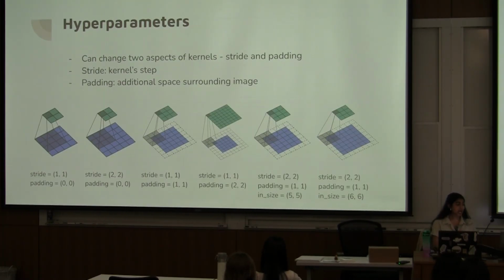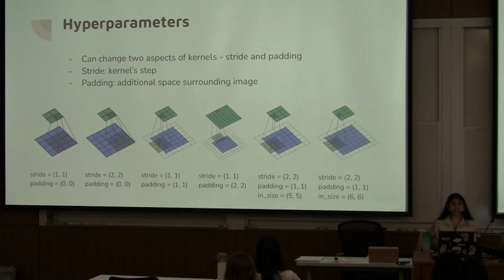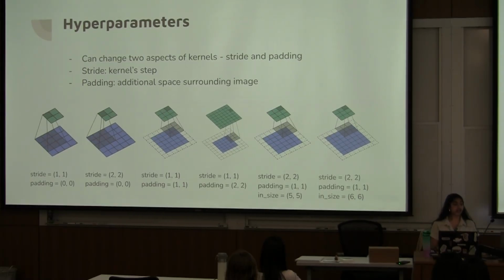So now let's get into the hyperparameters of a kernel. Again, a hyperparameter is basically a feature of a matrix or a machine learning model that you can set and control. The actual weights of the kernel itself you can't control; those are learned through forward-backward propagation, like in most neural networks. But there are two things we can set about the kernel. Those are called stride and padding.